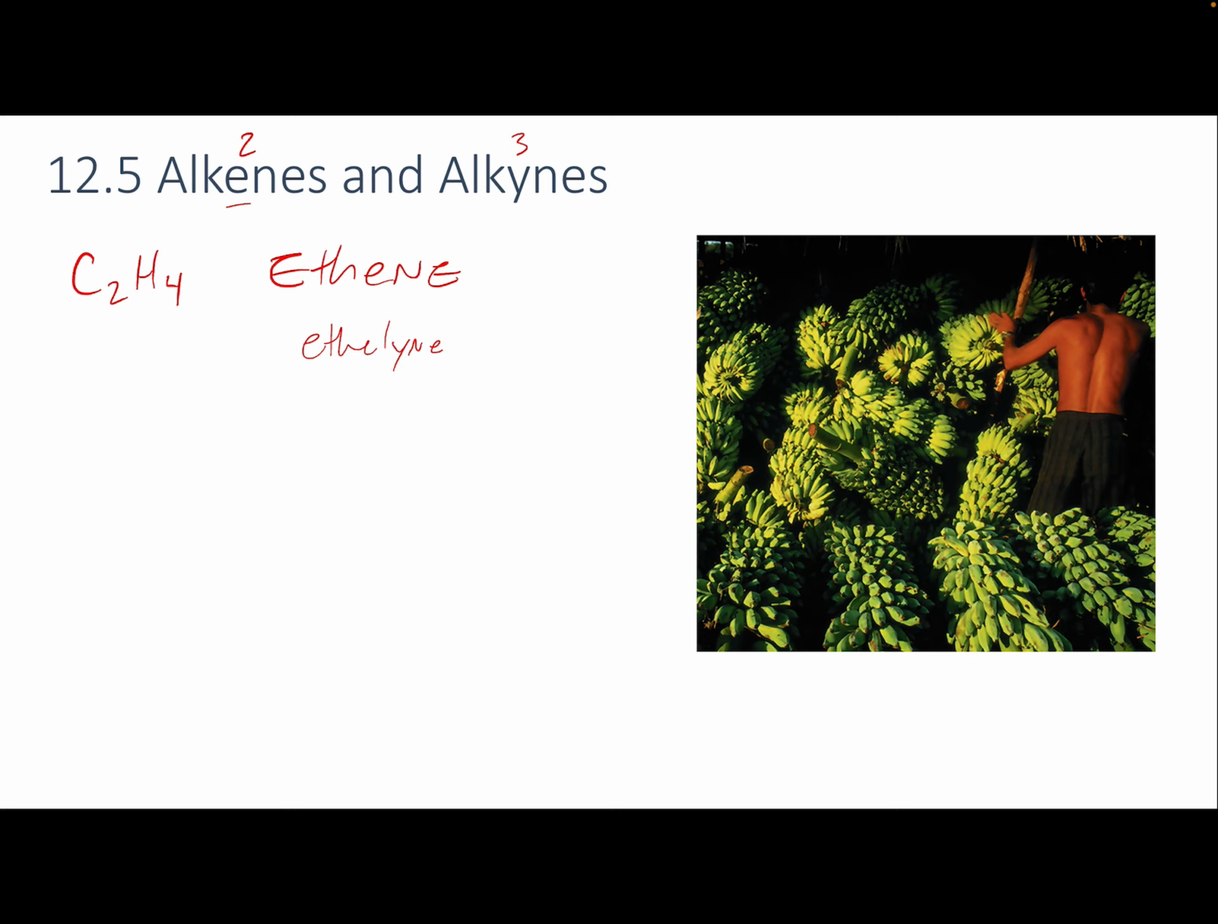Actually, I can't spell ethylene. Ethylene. Sorry about that. It's an important plant hormone that's involved in the promoting of ripening of fruits such as bananas. So that's why I'm showing it here. So the goal in this chapter is going to be to write the IUPAC names and to draw the condensed structural and line angle formulas for the alkenes and alkynes.